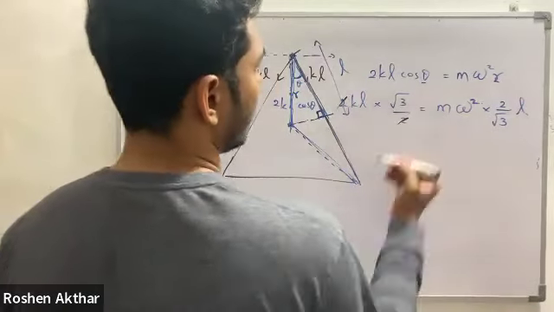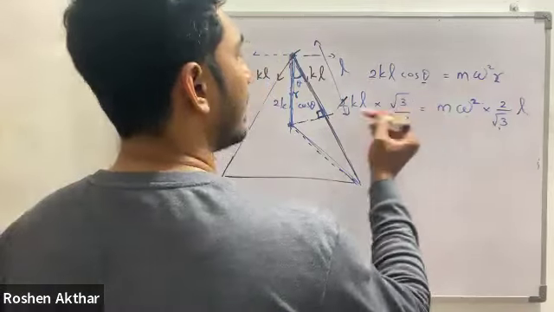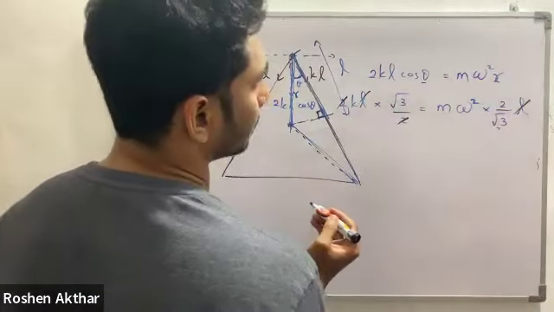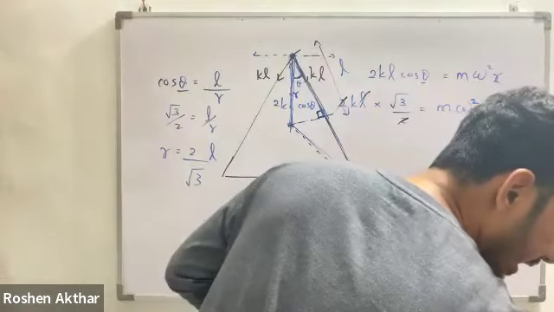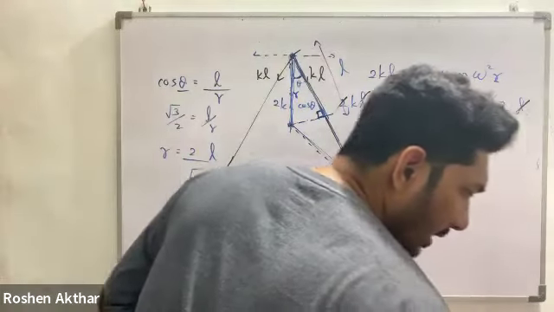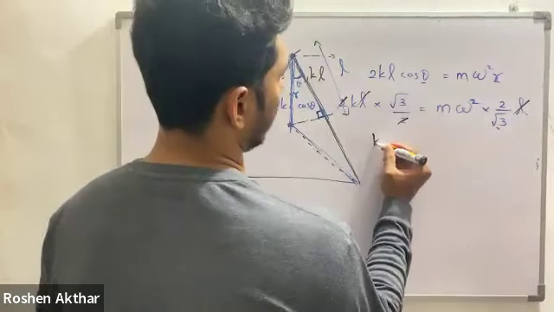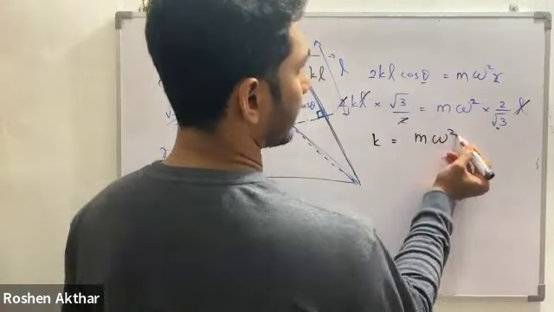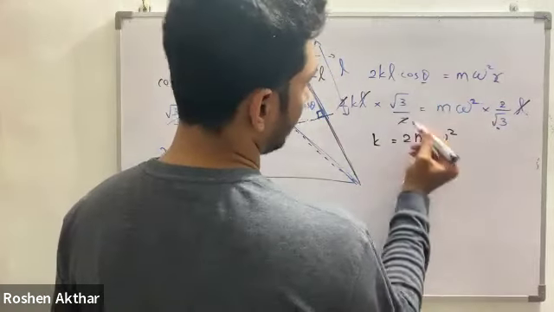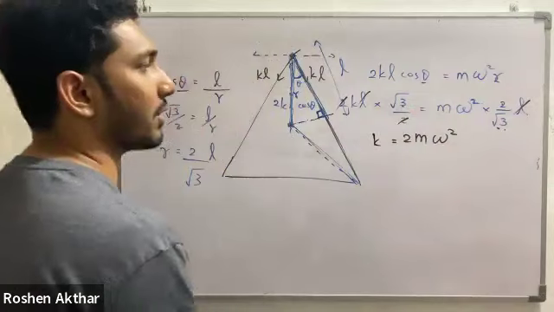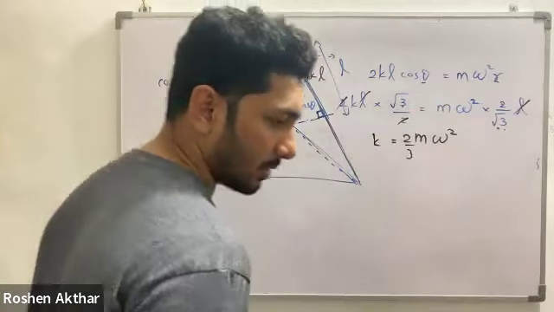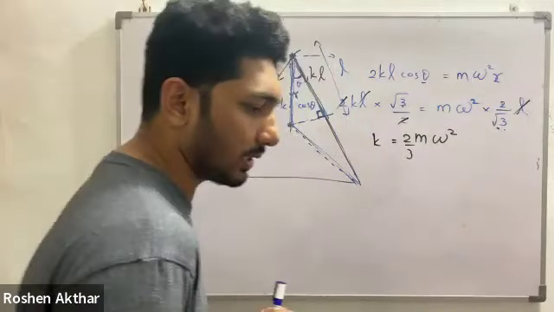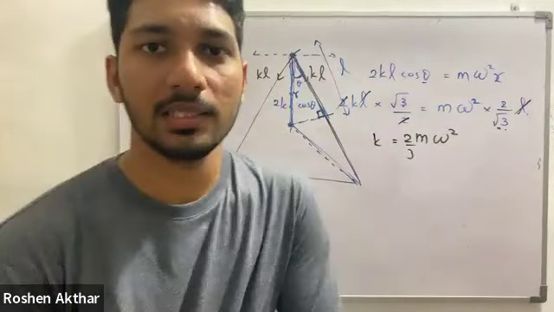So you cancel 2, this 3 will come here. Let's cancel L also. So the question is the spring constant K. So you take this here. So you have M omega square. There's a 2 and square root 3 times square root 3 will be 3. So the correct answer is 2 by 3 M omega square. So the third answer. Okay.